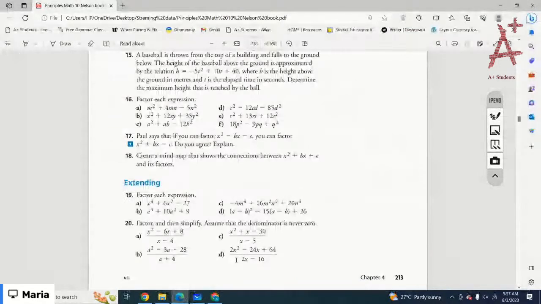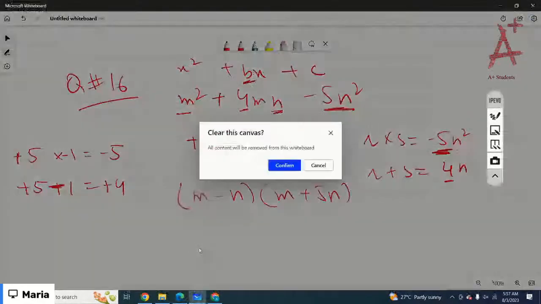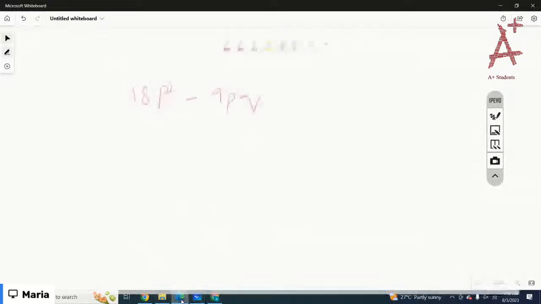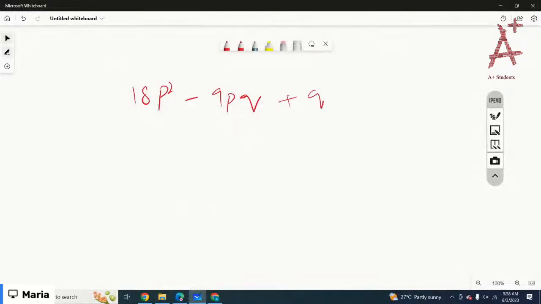Let me just explain the other one. 18p square minus 9pq plus q square. Okay, let's just compare this. Let me just rewrite this equation. Minus 9, okay, it is already in the form. Just compare this equation to the general form of the parabola, that is x square plus bx plus c. This is x square, b is negative 9p.